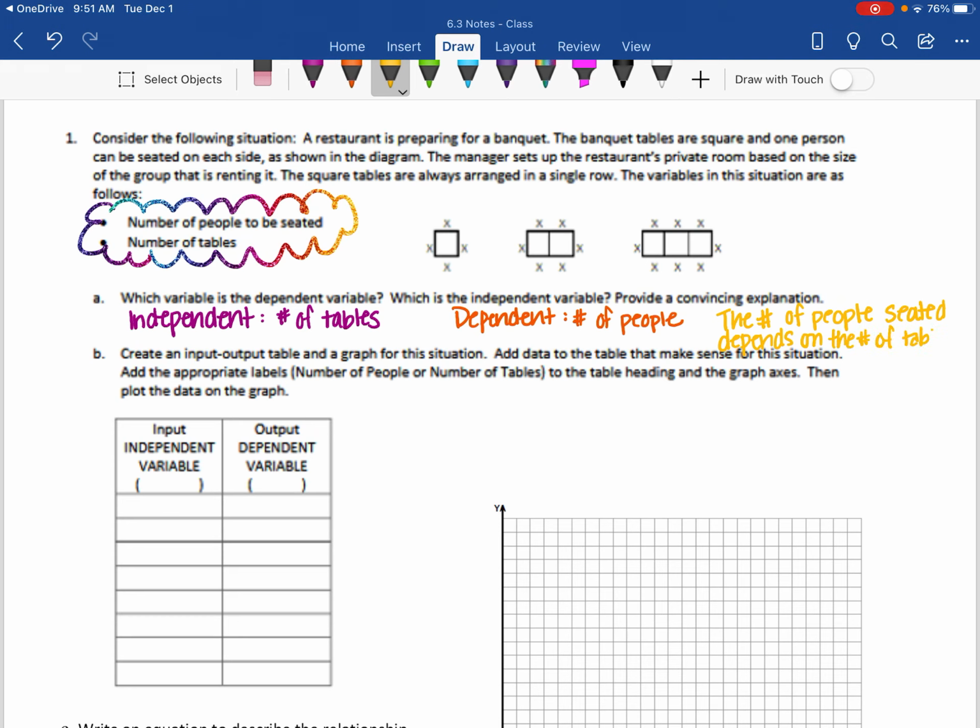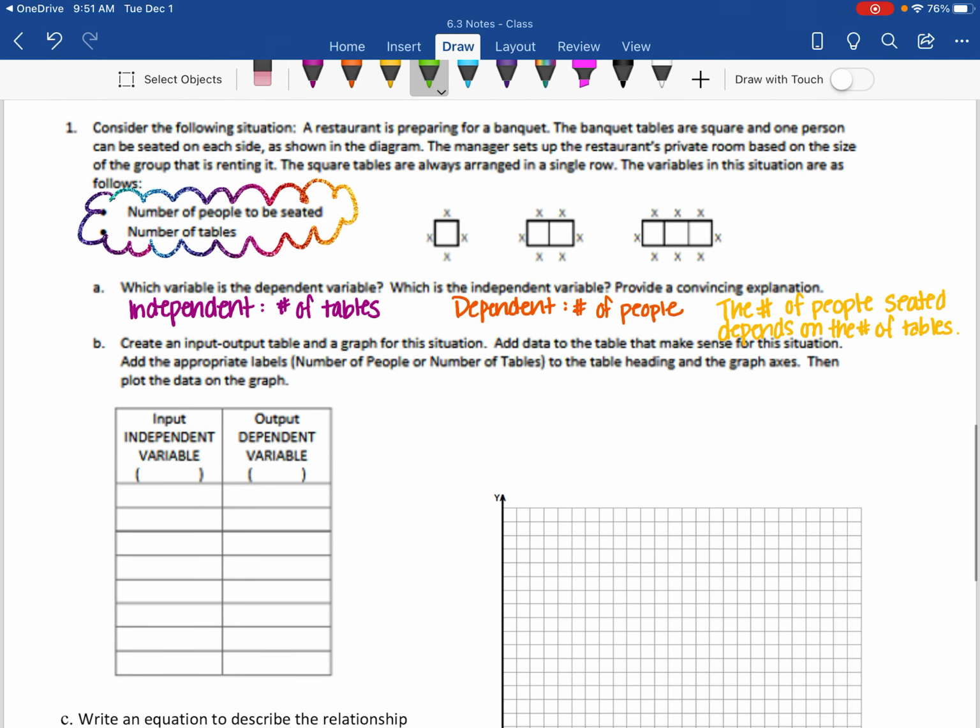Okay, so we need to create an input-output table, and then we're going to graph it. We're going to write the rule. So let's start with our table. Our input is our independent variable. I goes with I, or in goes with in. And we said that that was the number of tables.